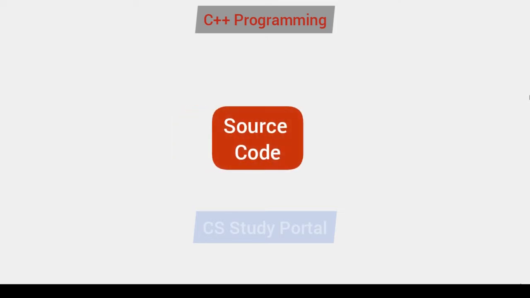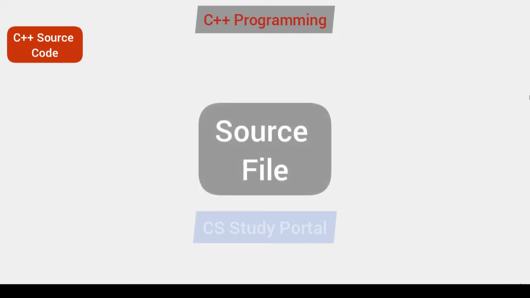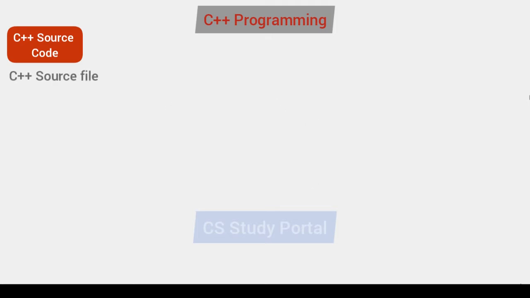Let's get started. The code written in any programming language is called source code, and the code written using the C++ programming language is called C++ source code. You know that we use a text editor, we write the code, and then we save that in the computer memory as a computer file. The file containing the source code written in the programming language is called the source file, and the file containing the C++ source code is called the C++ source file.